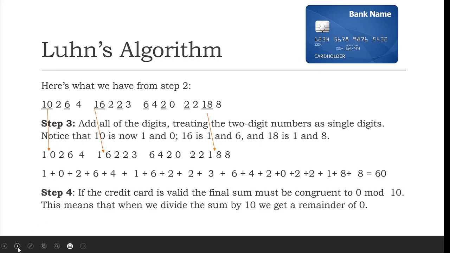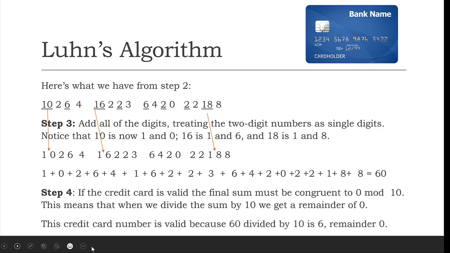If the credit card is valid, the final sum must be congruent to 0 mod 10. That means when we divide the sum by 10, we get a remainder of 0. And we see in this case, if we take 60 and divide by 10, we indeed get 6 remainder 0. So this credit card number is valid.